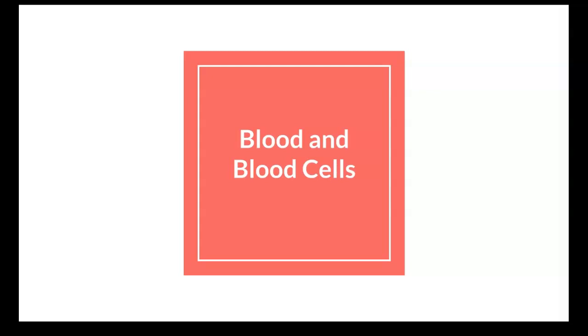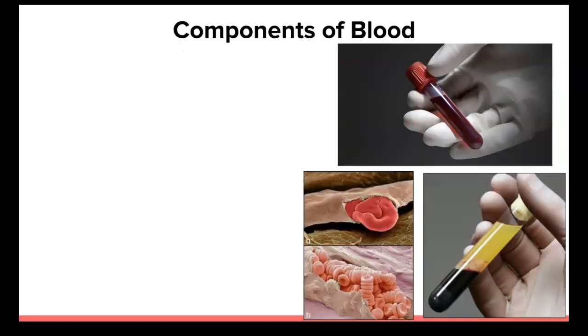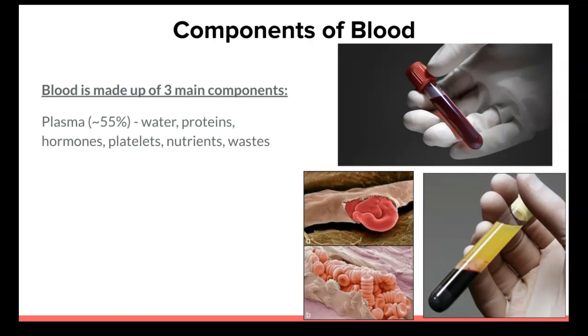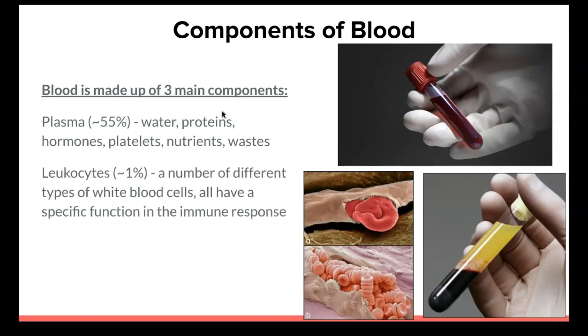Hi there. In this video, we're going to quickly talk about blood and what is inside blood, the different blood cells that they have, what they look like. So starting with blood, there's three different components. We have plasma, which is like the liquid in blood. In the plasma, you find mostly water, and then also some proteins, hormones, platelets, nutrients, and wastes. And it's about 55% of our blood.